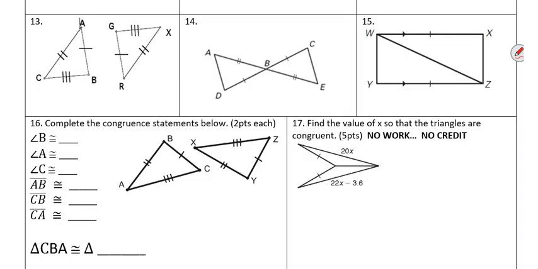So number 13 for version bullet was side, side, side. 14, again, we could have marked the vertical angles. So this is going to be side, angle, side. And 15, we can mark the shared side. And we can mark these alternate interior angles. So this is going to be side, angle, side.